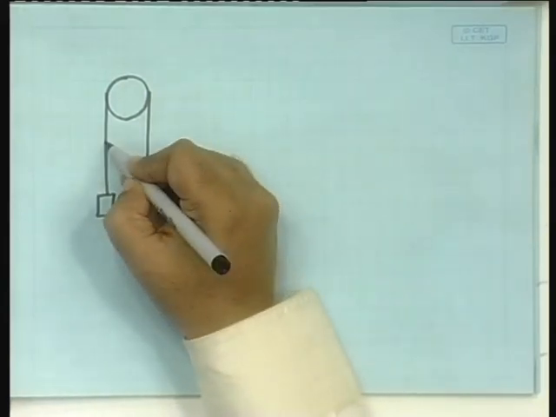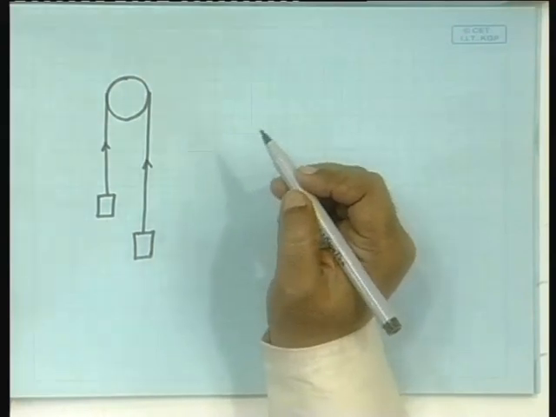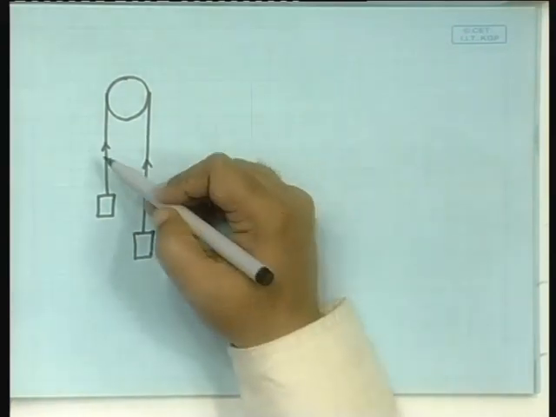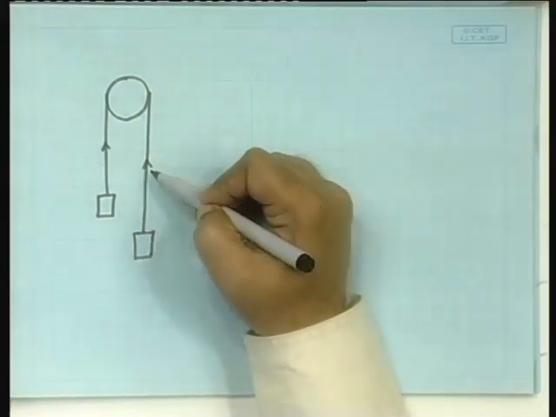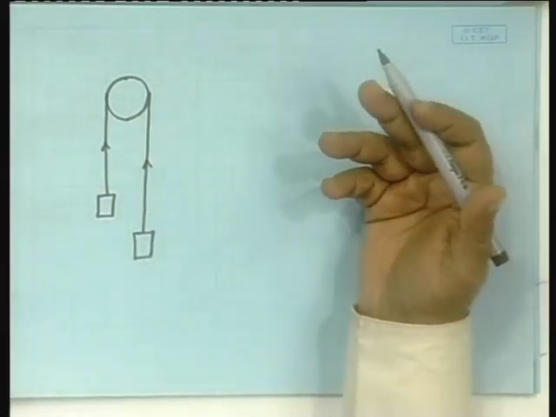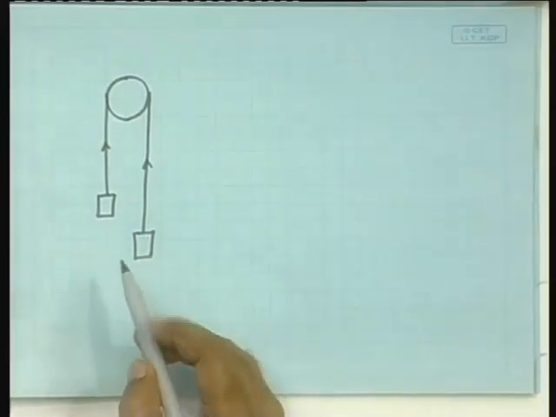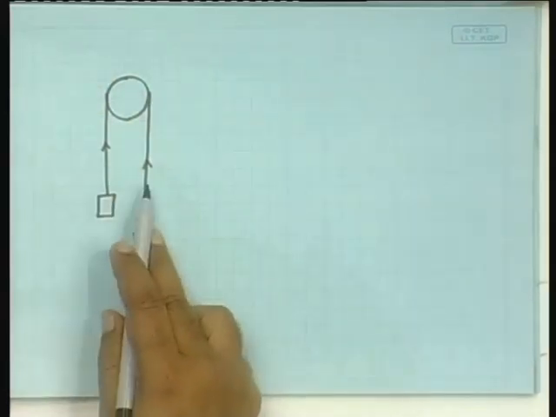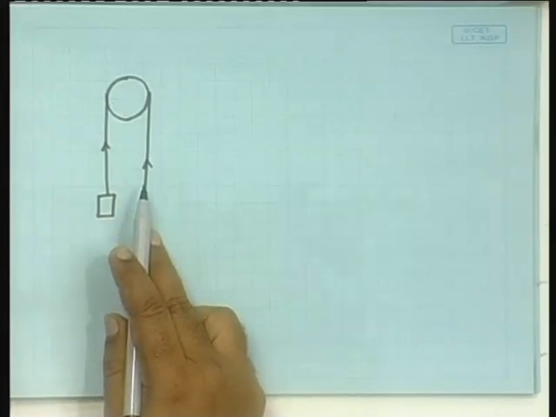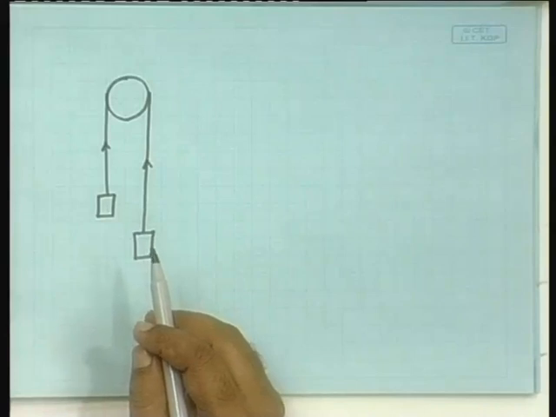Here you would notice that here is the tension, here is the tension, and we had argued that this tension does work, this tension also does work, but put together they do no work. Anyway, that is not important. What is important is that written in the Newtonian way, you will have to consider these two tensions, and written in the Lagrangian way, we can right at the beginning forget about them.